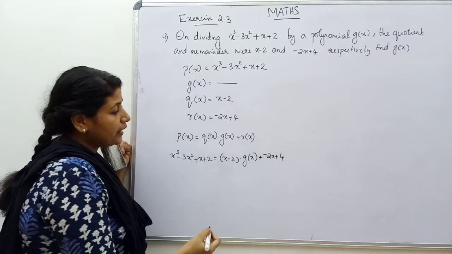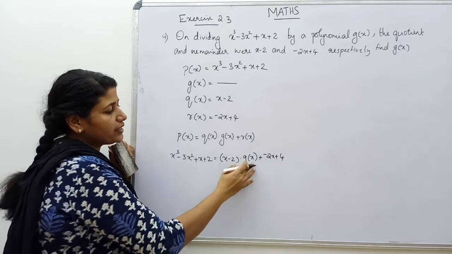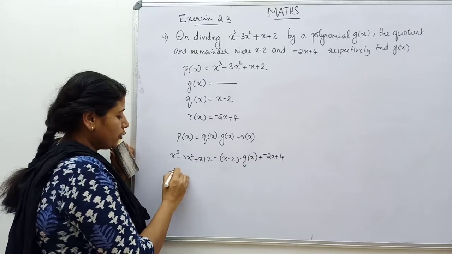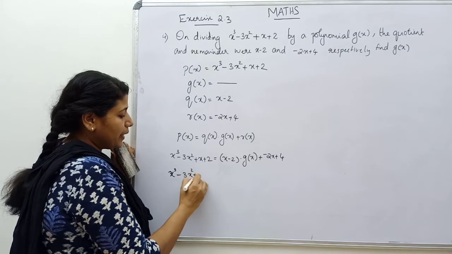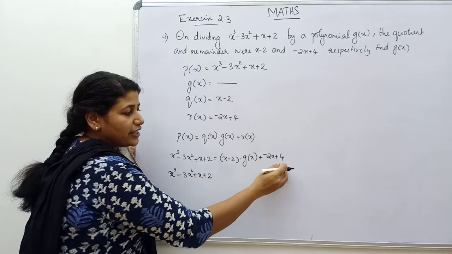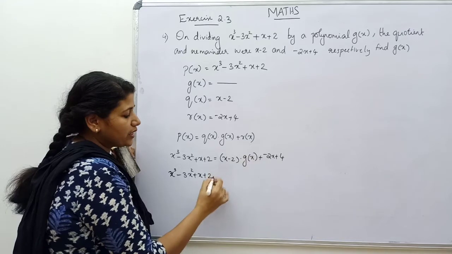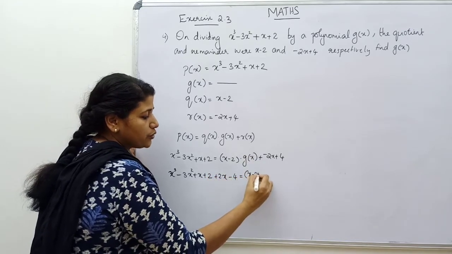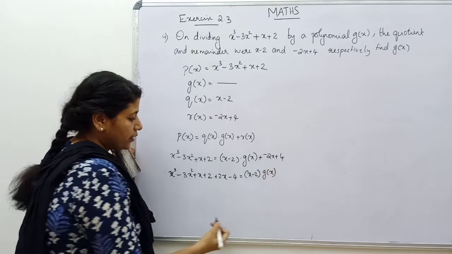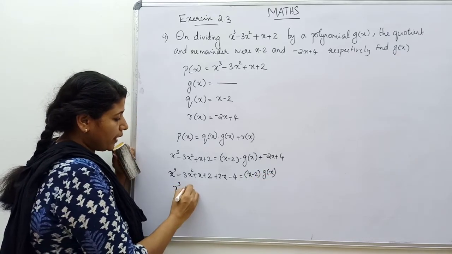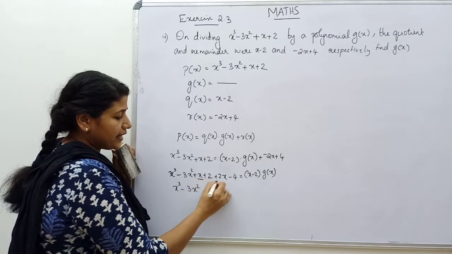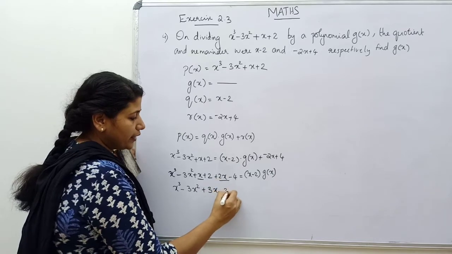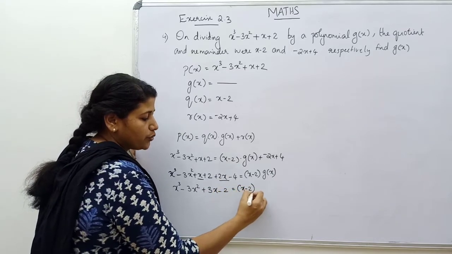Okay. Then what we want to find out? We want to find out this g of x. So we can take all these things to this side. So it will be x cube minus 3x square plus x plus 2. Take these two terms to this side. Then minus 2x will be plus 2x. Plus 4 will be minus 4. Which is equal to x minus 2 into g of x. So you can write x cube minus 3x square. This x and 2x, x plus 2x will be 3x. 2 minus 4 will be minus 2, which is equal to x minus 2 into g of x.